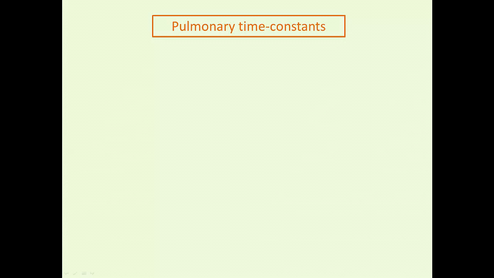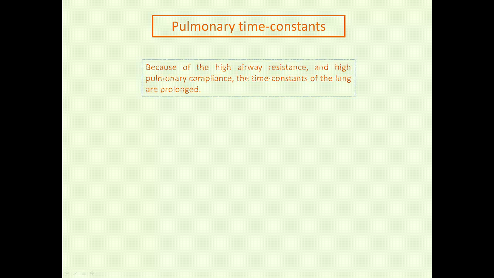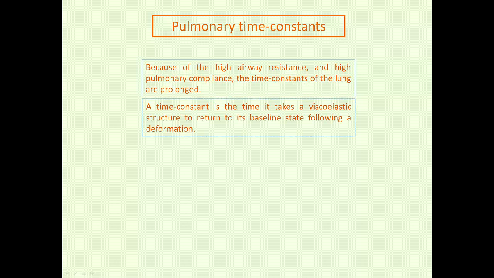Now I'm going to get into this idea of pulmonary time constants and how it applies to the generation of autoPEEP. So because of high airways resistance and high pulmonary compliance, the time constants of the lungs are prolonged. Remember, the time constant is a unit of the lung, a lobe. It can be whatever you want it to be, a lobe, an alveolus, a secondary pulmonary lobule. If there's high resistance and high compliance, the time constant is the resistance multiplied by the compliance, and therefore the time it takes for this viscoelastic object to return to its baseline status is prolonged.